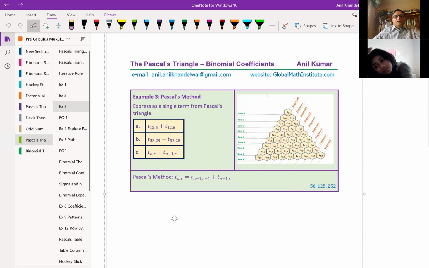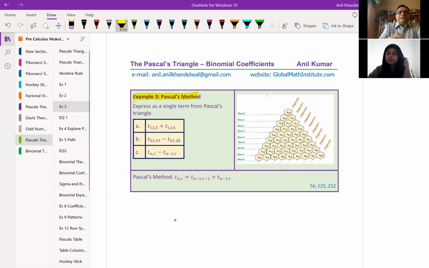Okay. Now, another way to look into these is example number 3. We are calling this Pascal's method, basically the application of your iterative formula. Can you please read and answer this question? Express as a single term from Pascal's triangle: T12,5 add T12,6. So that would be T13,6. Perfect.